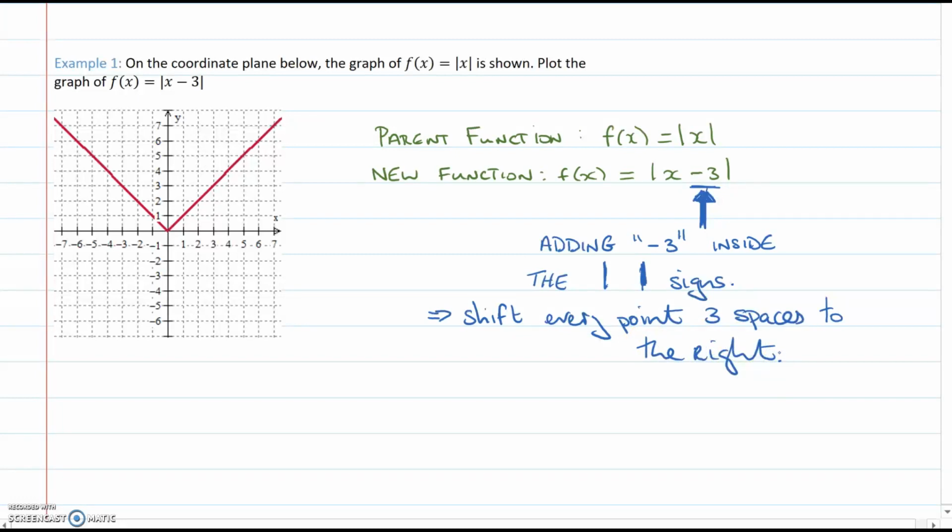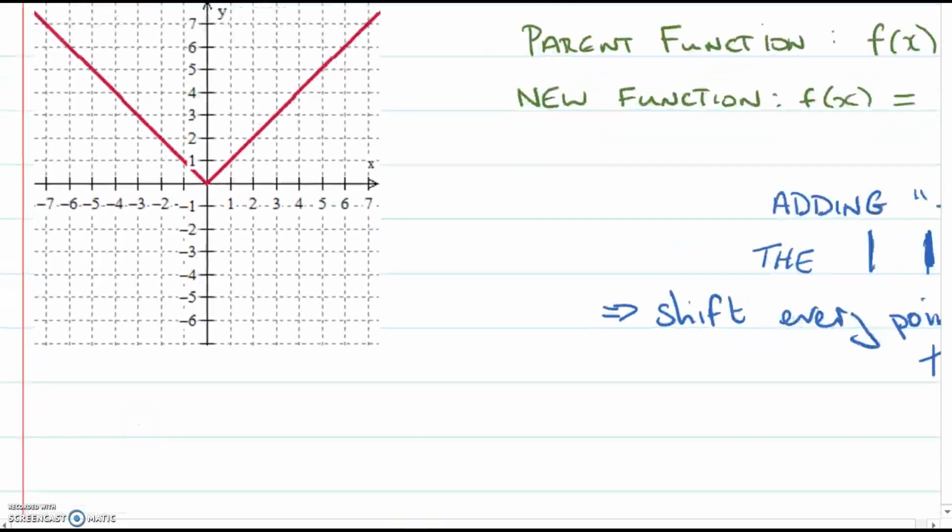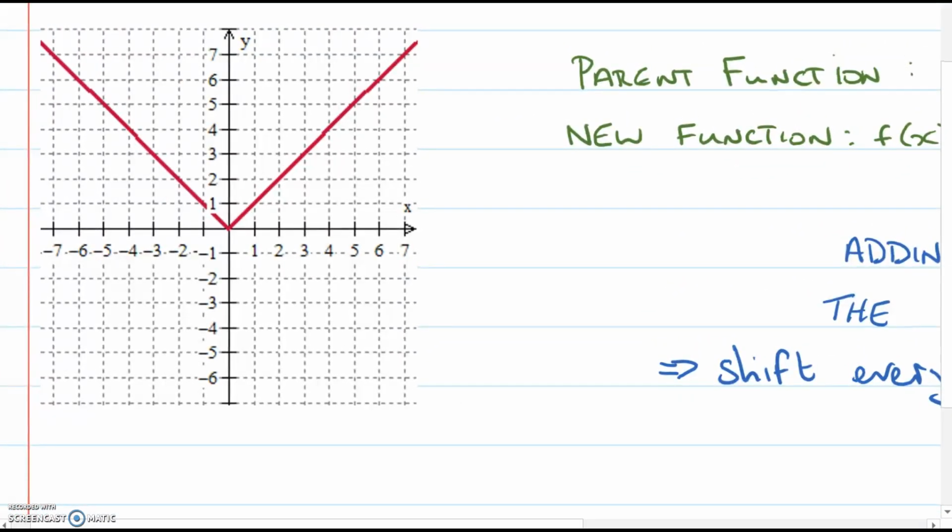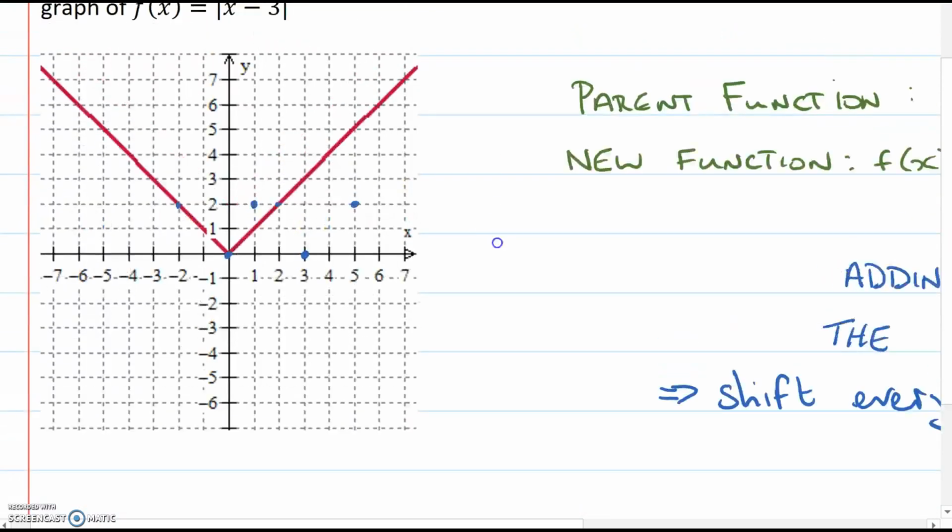Okay, so let's blow this up a little bit and take some points. The obvious point to take would be that one there. So let's shift that one 3 points to the right: 1, 2, 3, and it would end up here. Take a couple of other points at random. Take this point here and shift it 3 to the right: 1, 2, 3. Then take this point that's also on the red line and shift that 3 points to the right: 1, 2, 3. There. So now we have 2 new points.